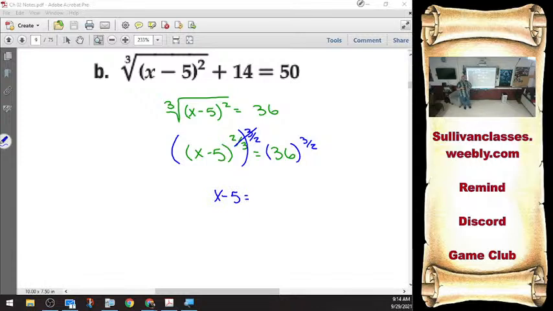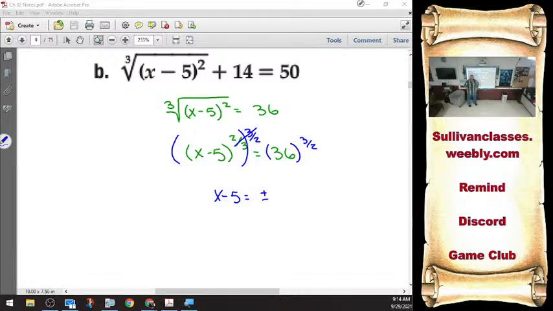Okay. But there's a caveat with this. You've got to be careful. What is over 2 as a radical? Square root. And you might forget to put the plus or minus on there if you don't actually see the square root. So if that denominator is even, you still have to put plus or minus.